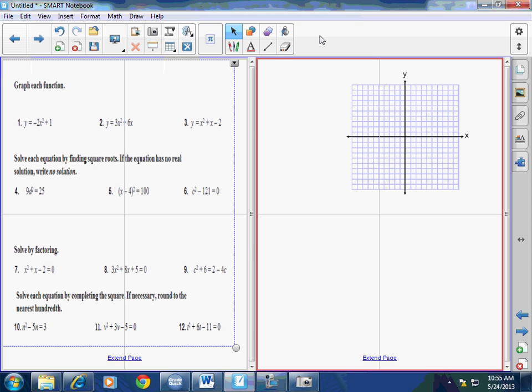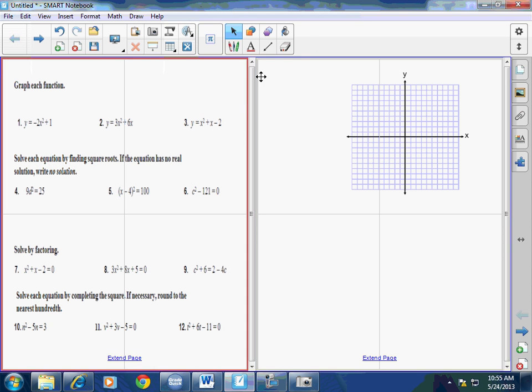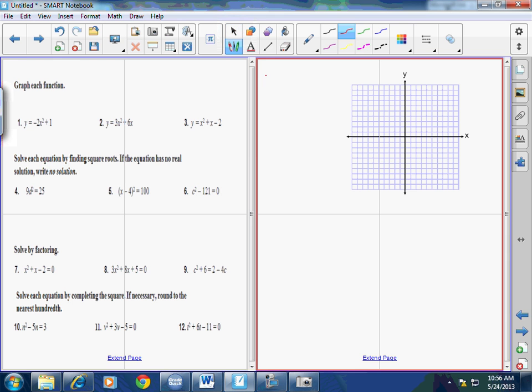Okay, boys, we're going to go over the Chapter 9 test step by step. I want to make sure that you understand this, which from the test results I do not see, and I'm very concerned. So number one, I've got y equals negative 2x squared plus 1.